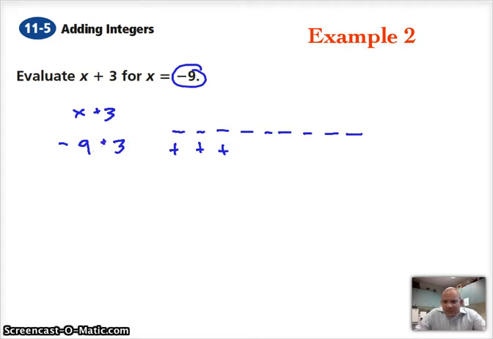Now I'm just going to take the zero pairs and take them out of the expression, so to speak. I'm pairing those up. What am I left with? Well, I'm left with 1, 2, 3, 4, 5, 6 negative minus signs, which means my answer is going to be negative 6. Negative 9 plus 3 is a negative 6. Now, I can also prove that on a number line, and if you want to, you can go ahead and do that. But I'm going to leave it that way for now.